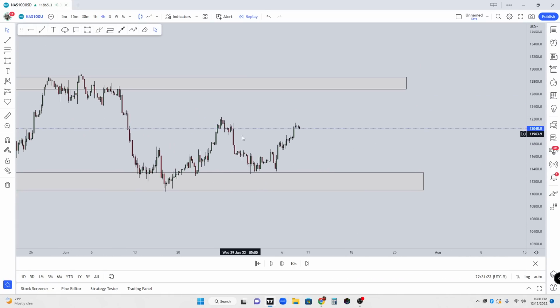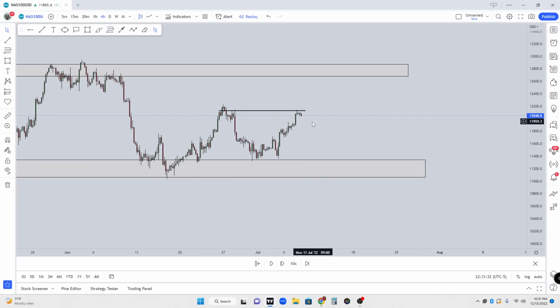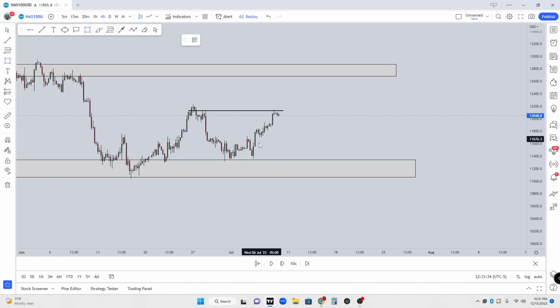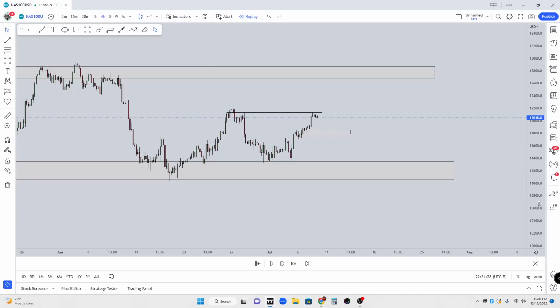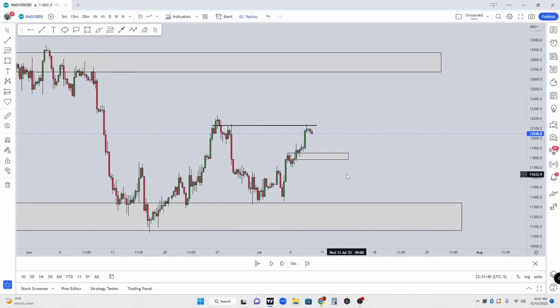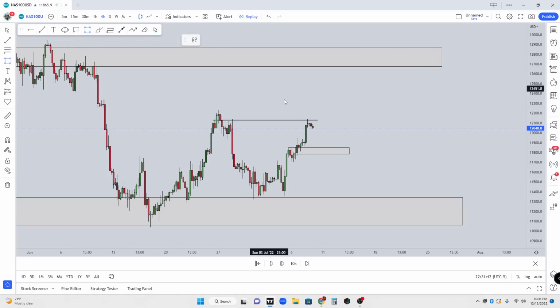So currently price is in the middle of this area here, which is kind of in no man's land, I would say, right? Not at a major high, not at a major low. It's kind of lingering in this area here. So I'm going to just mark off my demand area there.